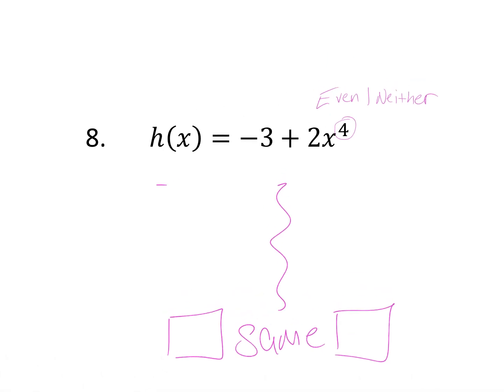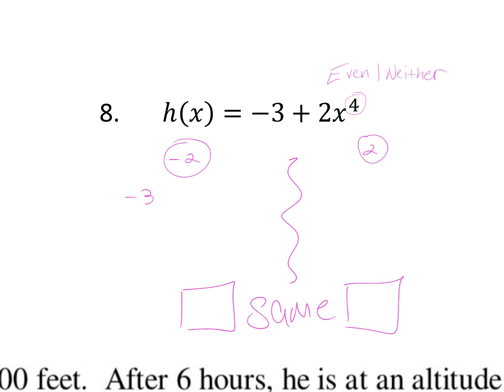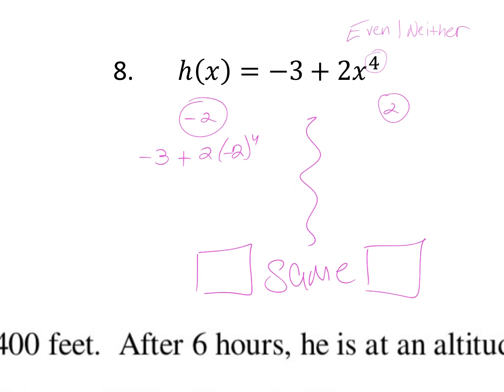So I'm going to try negative 2, and I'm going to try positive 2, see what happens. So negative 3 plus 2 times negative 2 to the 4th power. Simplify your powers first. So I have negative 3 plus 2 times, what's negative 2 to the 4th power? 16, yep. So negative 3 plus 32 gives me 29.